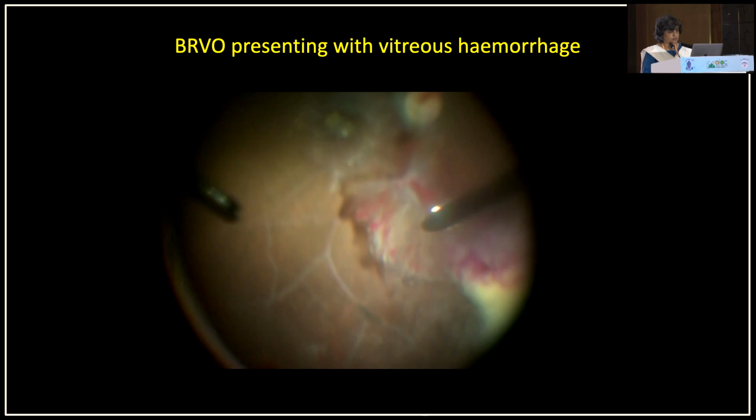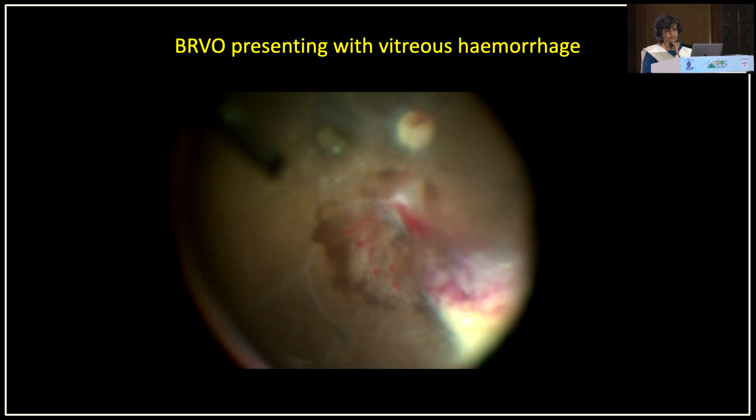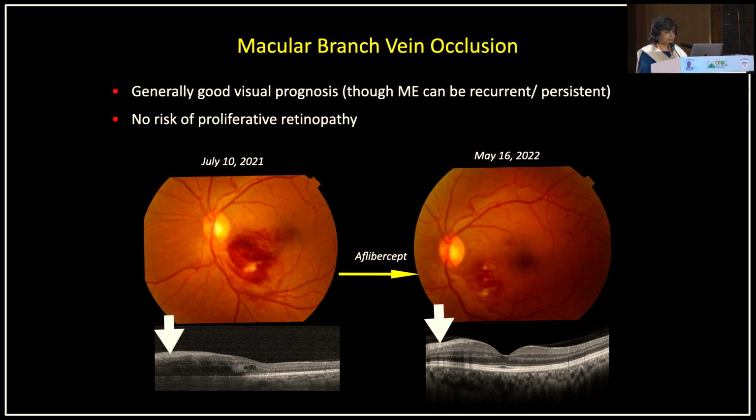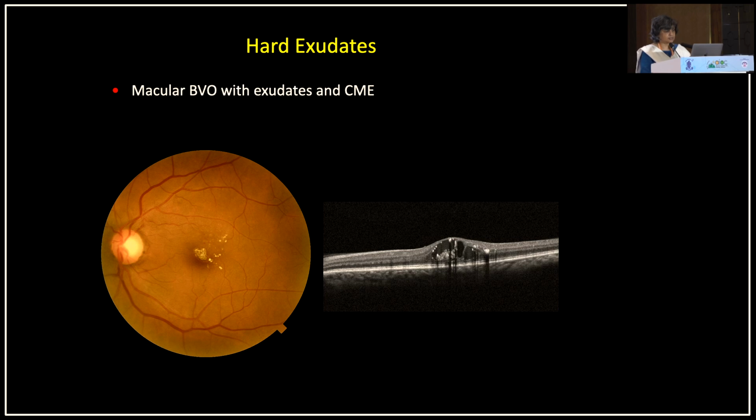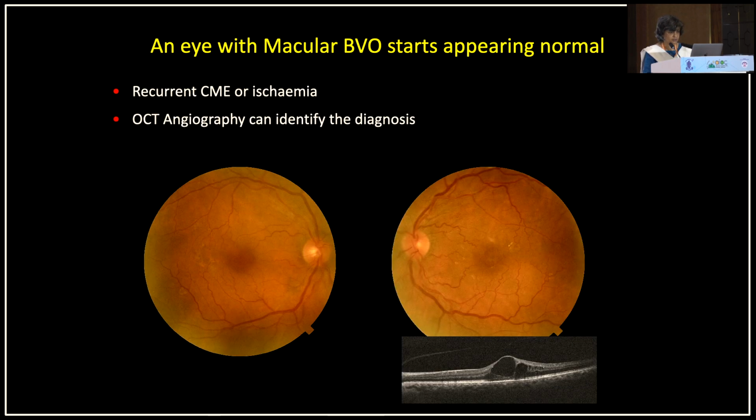Even with this vitreous hemorrhage, there is BRVO with macular ischemia and new vessels. Macular branch vein occlusion at least does not have a risk of proliferative retinopathy, though it can have resistant macular edema, which is recurrent, and continues to show ischemia on the OCT with hyperreflectivity of the inner retinal layers. It can also present with hard exudates if it's a chronically untreated macular branch vein occlusion.